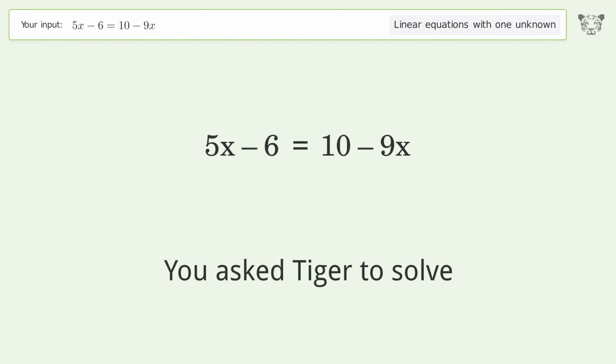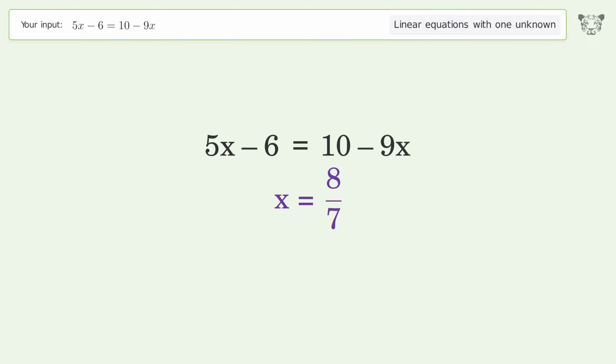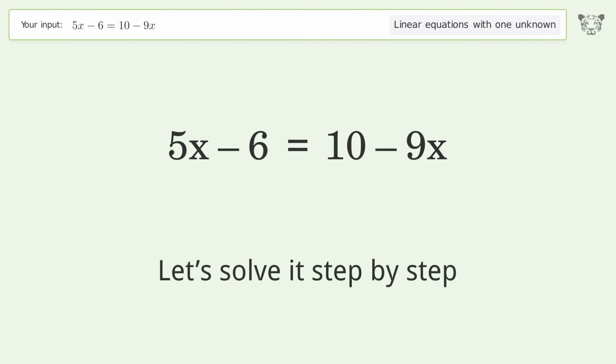You ask Tiger to solve. This deals with linear equations with one unknown. The final result is x equals 8/7. Let's solve it step by step.